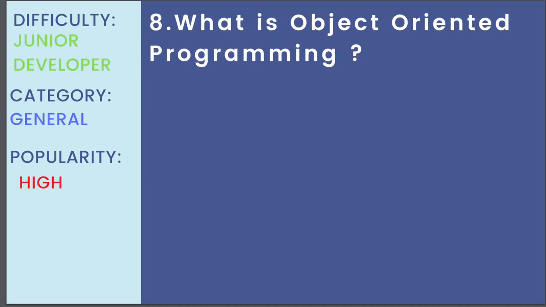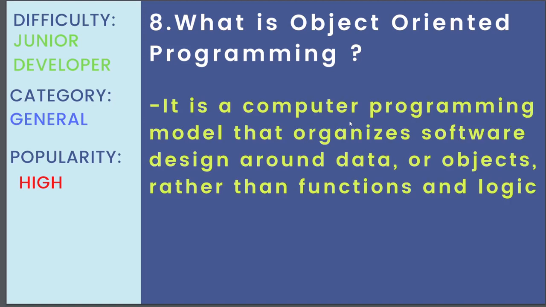Question number 8. What is object-oriented programming? This question comes usually in that form, or what is the difference between object-oriented programming and functional programming? So stop the video and come up with your own answer. So simple answer is, it is a computer programming model that organizes software design around data or objects, rather than functions and logic.